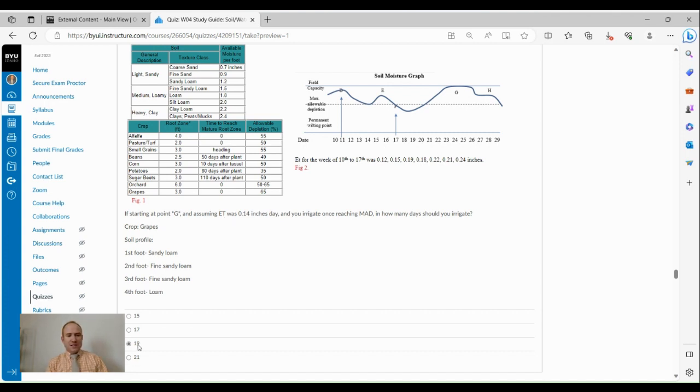Down here, you'll see 19.5 isn't an actual answer. I changed this to be slightly tricky, so we would select 19. Typically, when we irrigate, we want to round down. We don't want to push our crop into crop stress. So in this case, we'd irrigate at day 19, not day 20.